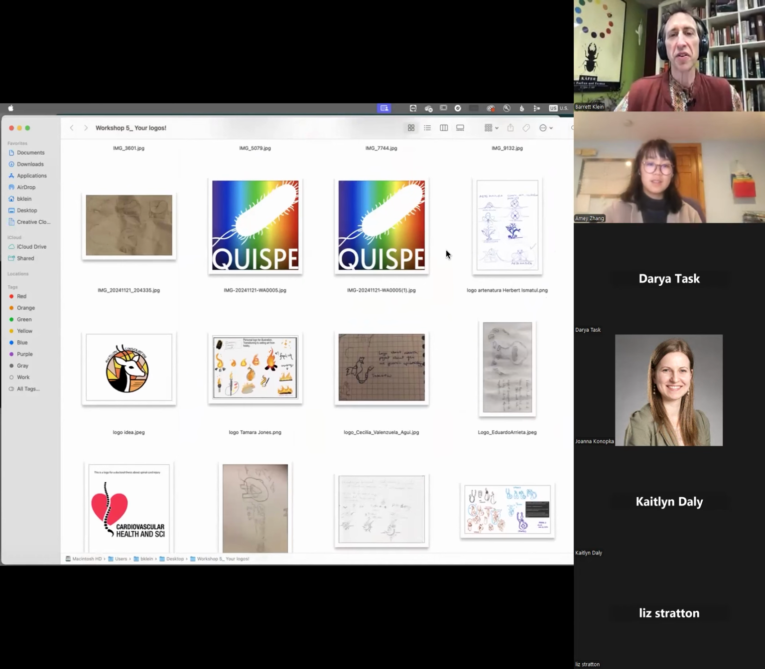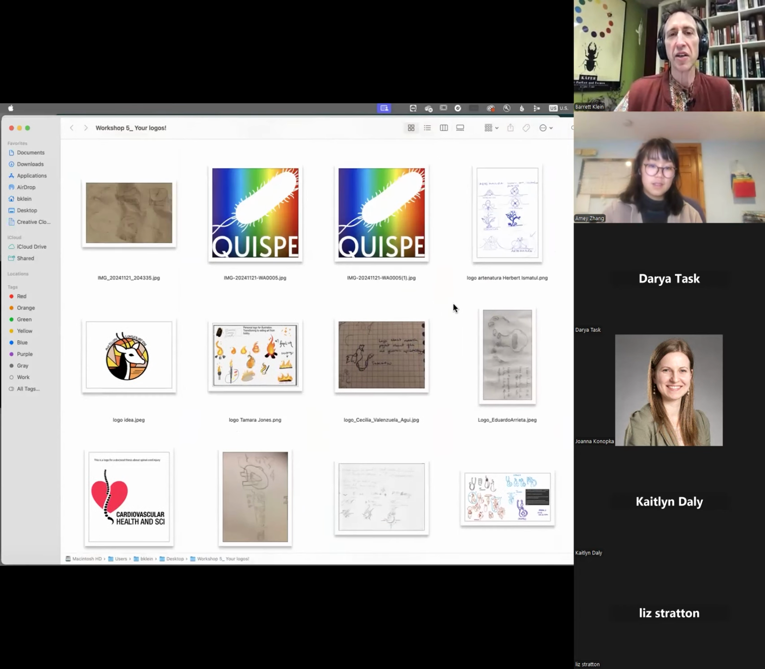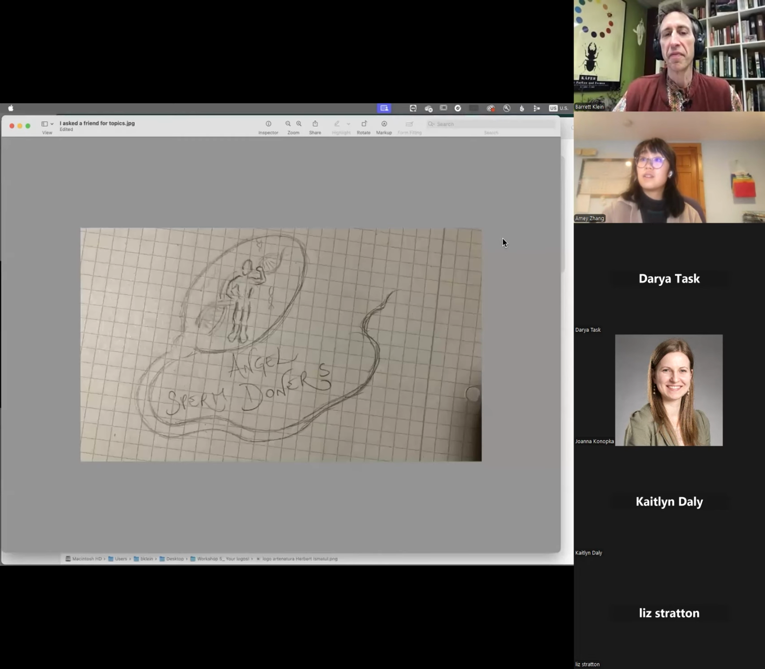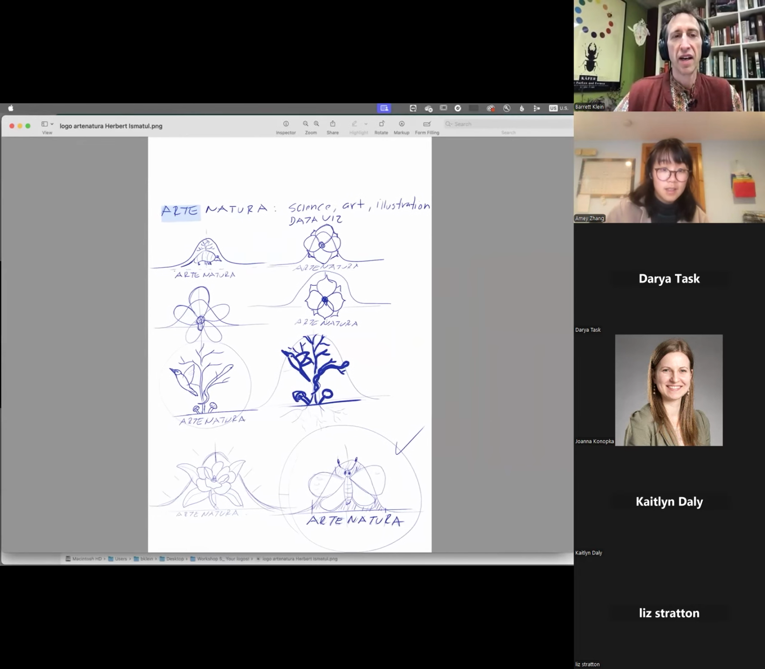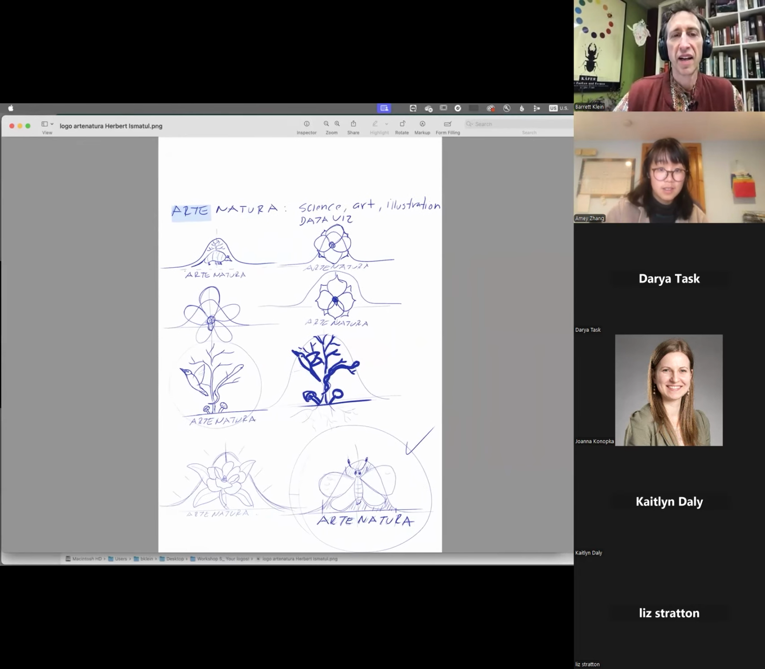This is quite beautiful, the Quispy with the E. coli or other bacterium here. Let's pick how about this one? Science, art, and illustration, data visualization. Okay.